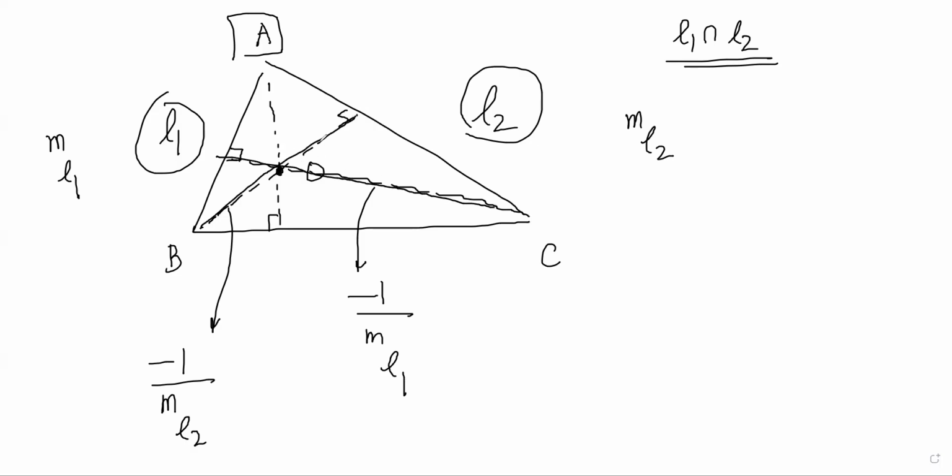If you know the line equation of these altitudes, you can solve line equation L1 and this altitude to find the coordinates of B. And similarly, you can solve L2 and this altitude to find the coordinates of C. And once you have the coordinates of both points, you can use the two-point form and find the equation of BC. Right? So that is the solution.